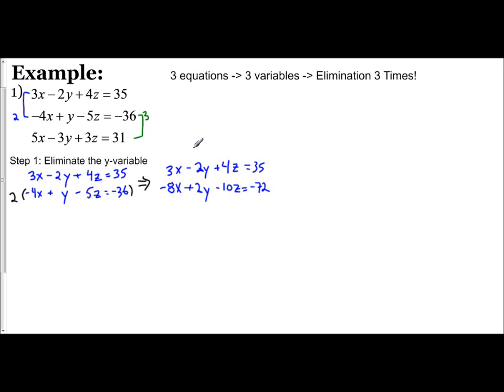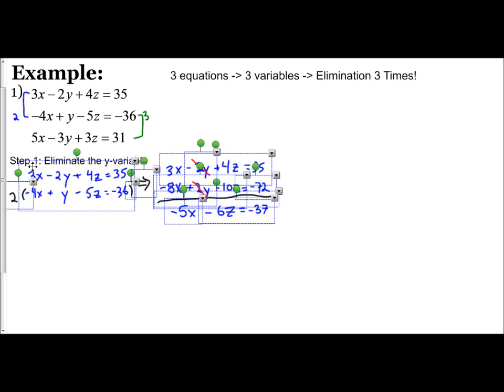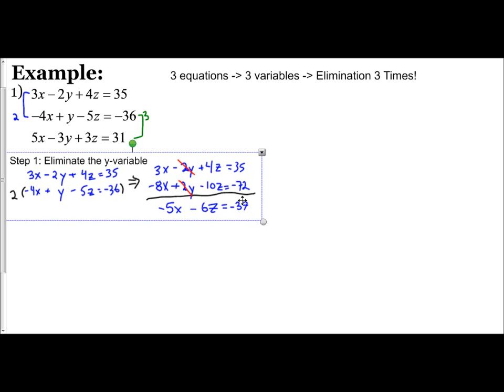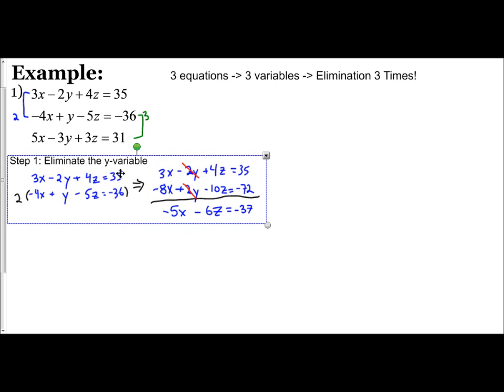And since they are opposites, we just add vertically. And that's going to allow my negative 2y and my 2y to cancel. So 3x minus 8x gives me negative 5x. 4z minus 10z is negative 6z. And 35 minus 72 is negative 37. And so I eliminated the y variable in one of the pairings of the system.